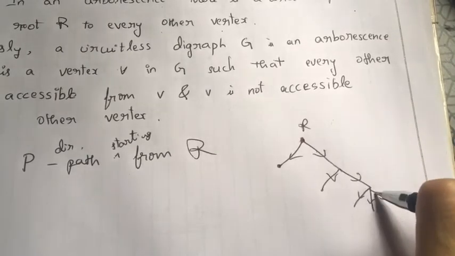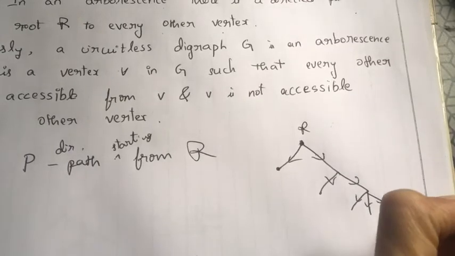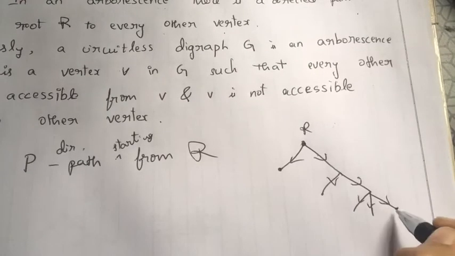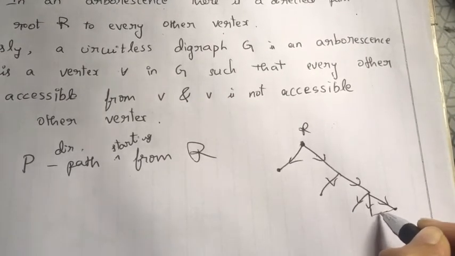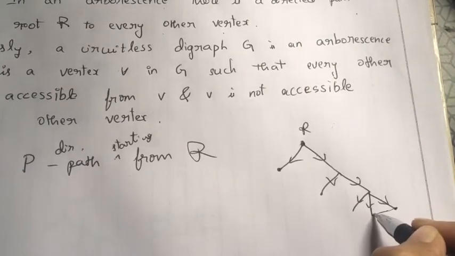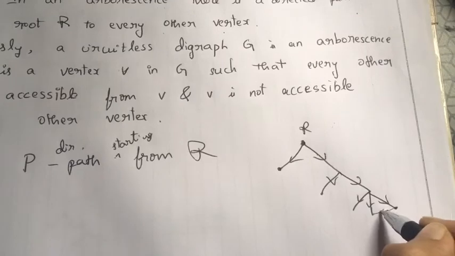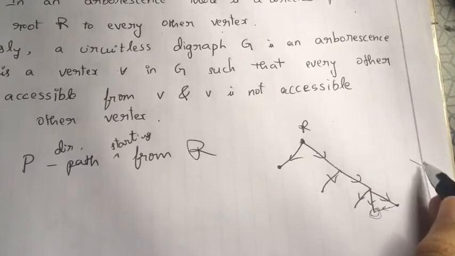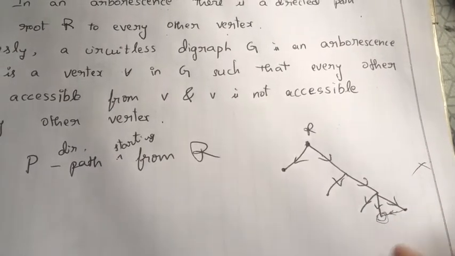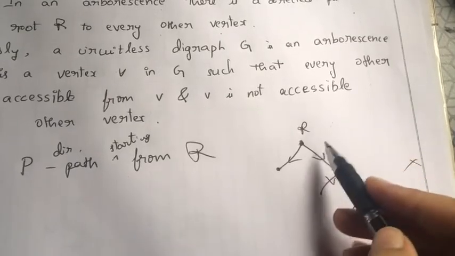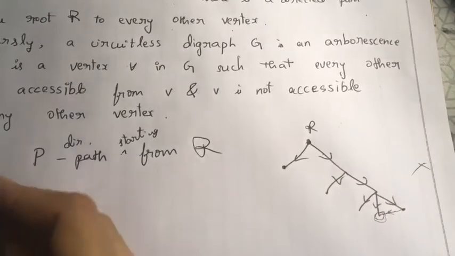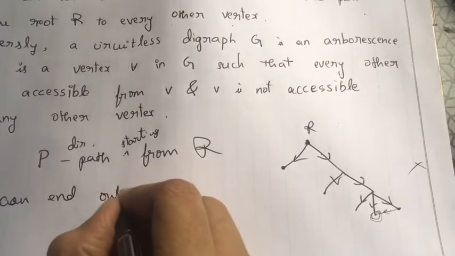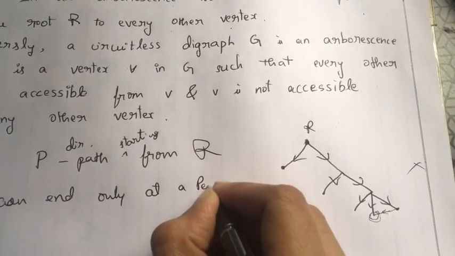If I take it like this, then again it is ending at a pendant vertex. Because if it is not ending at a pendant vertex, then suppose it is ending over here, it means that there is a vertex which has got in degree more than 1. That will not be an arborescence, right? So P can end only at a pendant vertex.